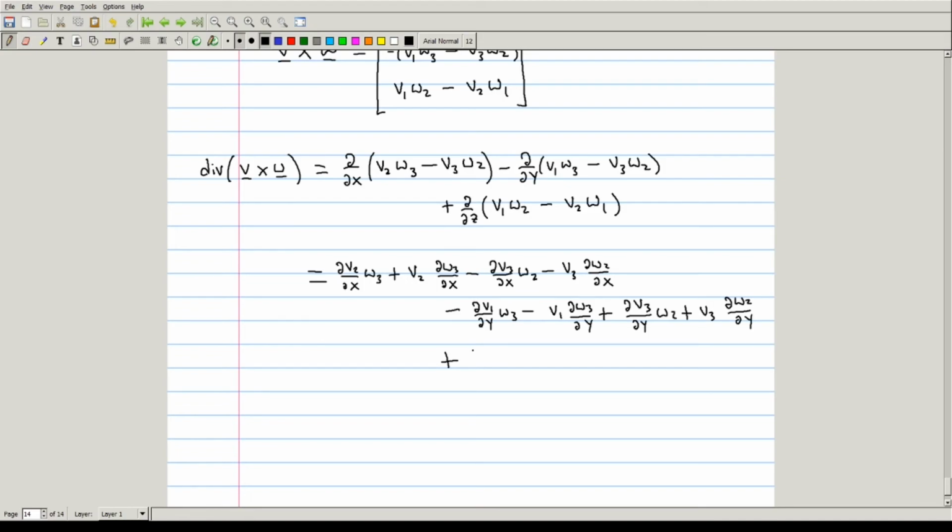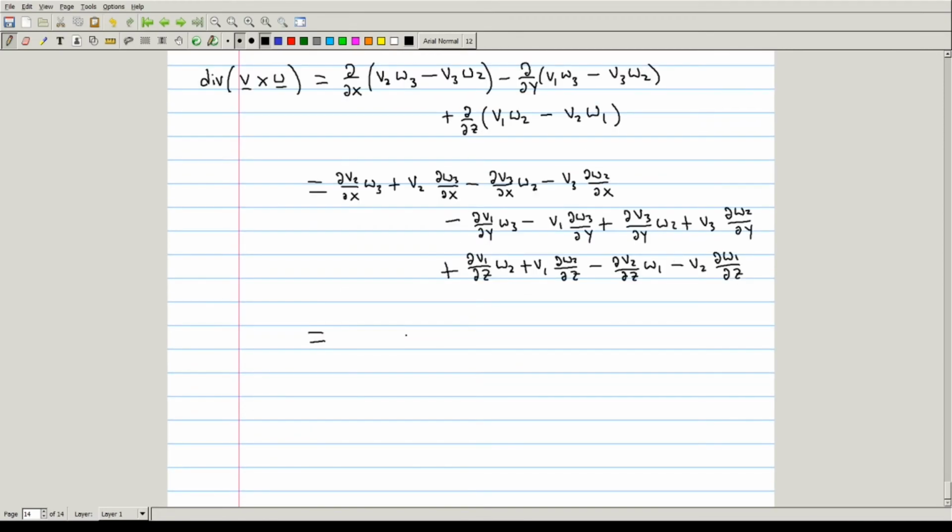And then lastly the z partial derivative of this term, so you get the z partial derivative of v1 times w2 plus v1 times the z partial derivative of w2, and lastly minus the z partial derivative of v2 times w1 minus v2 times the z partial derivative of w1. Okay, so this becomes very, very long. However, it's not hopeless. We can simplify this down greatly.